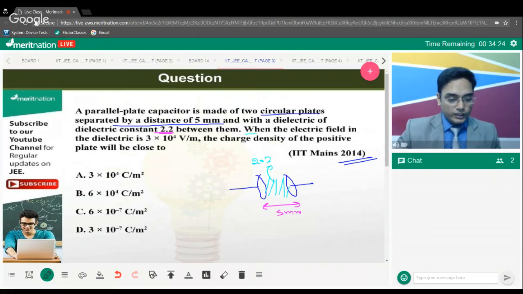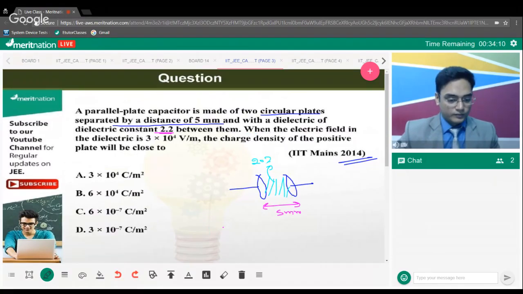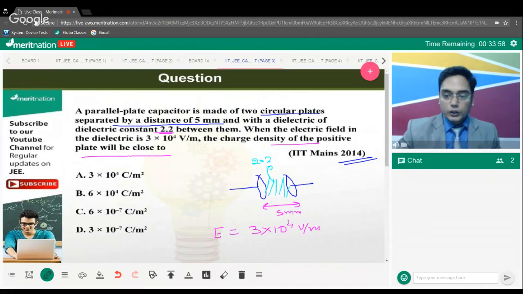Between them, when the electric field in the dielectric is given as 3 into 10 to the power 4 volt per meter, the charge density of the positive plate will be close to what? Okay, Ajinkya, but here this is a capacitor, so please attend this session. This is based on capacitor.